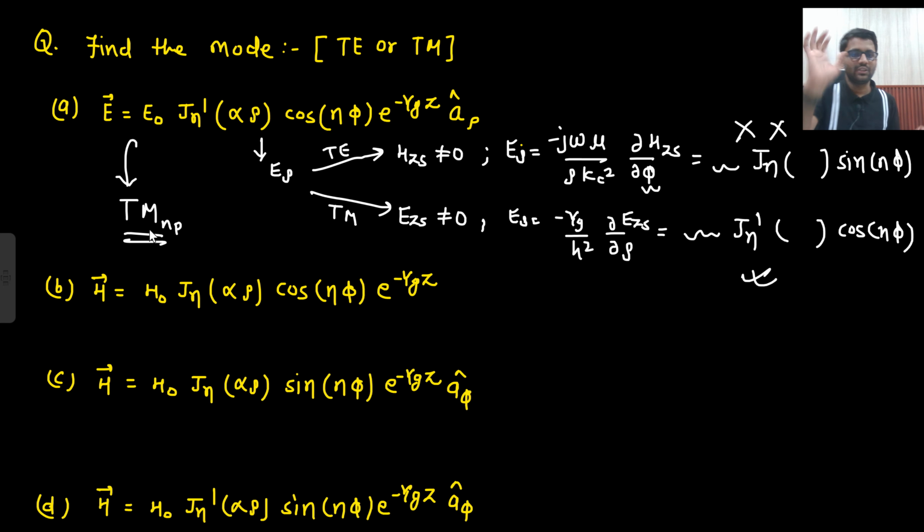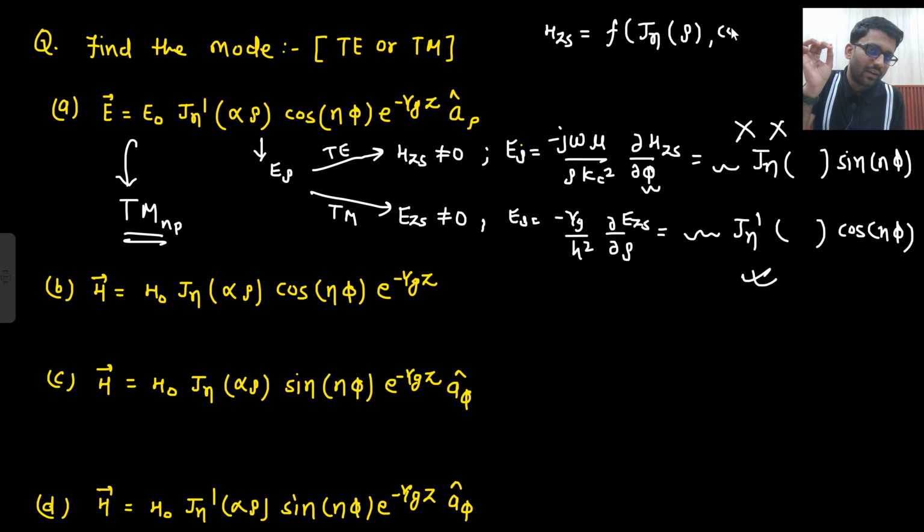So it is your TM. So this is how you are going to determine in the examination. So no mugging up, only what do I remember? I only remember that my HZS is a function of Jn rho and cos n phi. And the same goes for my EZ. It is also a function of Jn rho and cos n phi.